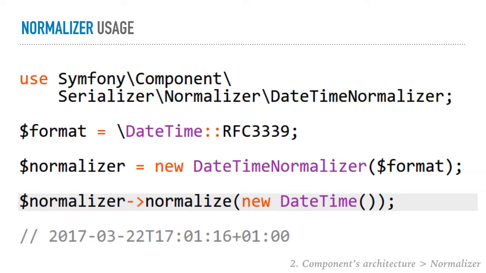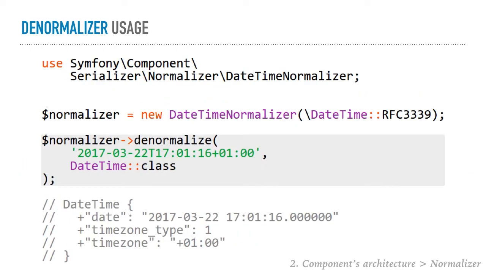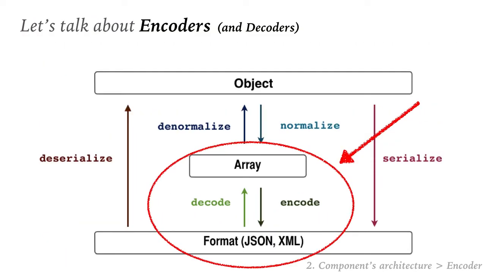and then call the method normalize with the object that I want to convert to an array. Okay? So at the end, I will have this string in my array. Really easy, right? Same thing with the denormalization. Again, you need to instantiate your normalizer, put the format you want, and then just call the method denormalize with the string formatted, and then the type of the object you want after denormalization. Really, really easy. OK, that's it for normalizing things.